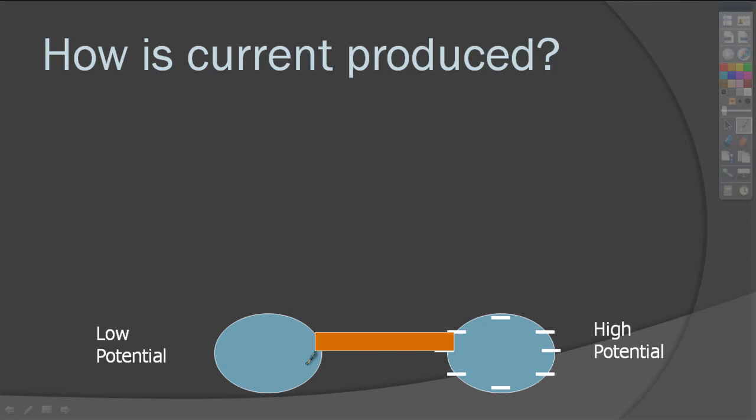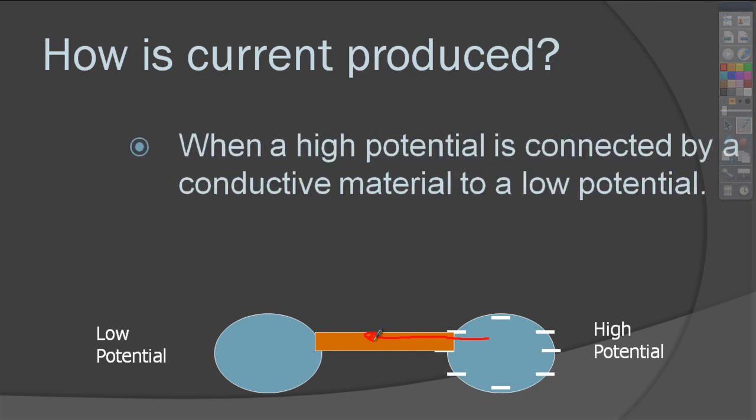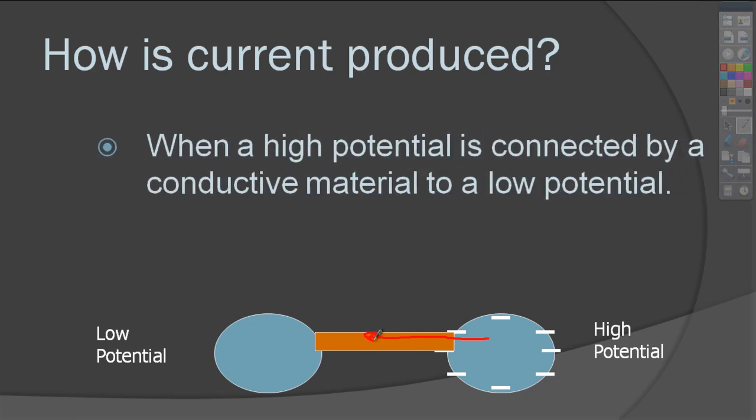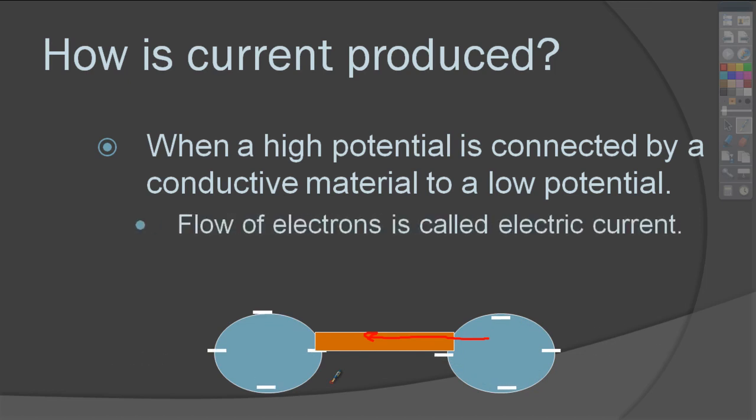So over here we have something with low potential and something with high potential. We know from our potential difference stuff that the stuff with high potential wants to go down to the low potential. So when a high potential is connected by a conductive material to a low potential, that is how current is produced. Here's our conductive material right here, this piece of wire, copper or something. And then it wants to go from high potential to low potential and creates a current, a flow. See how they do that?